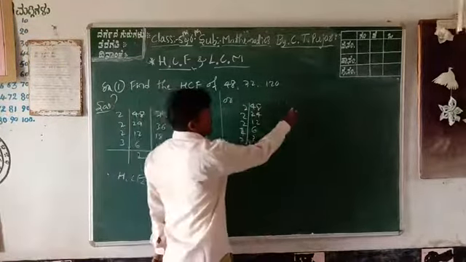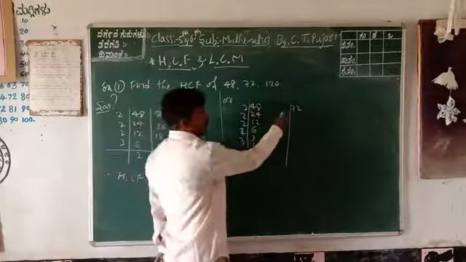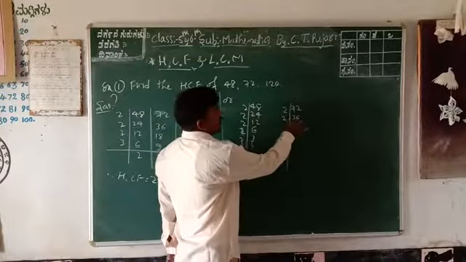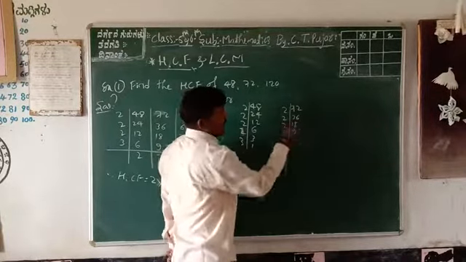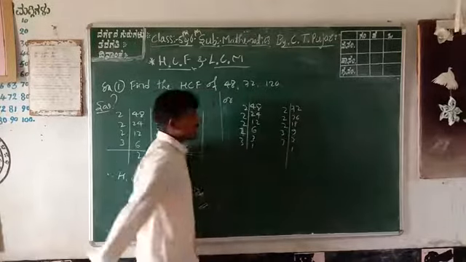Next, the factors of 72. 2 3s are 6, 2 6s are 12, 2 1s are 2, 2 8s are 16, 2 9s are 18, next 3 3s are 9, and 3 1s are 3. These are our prime factors.